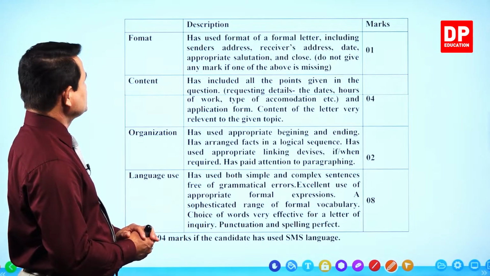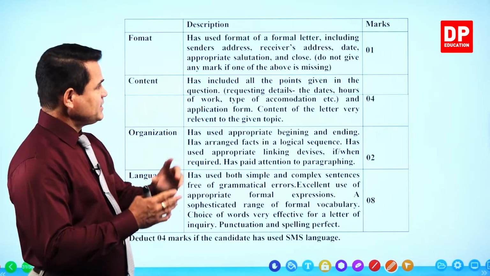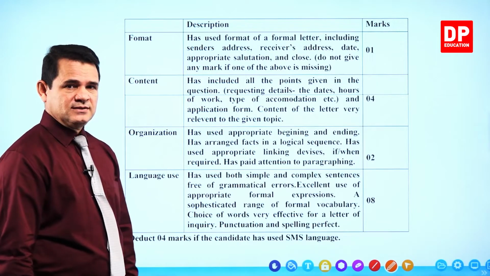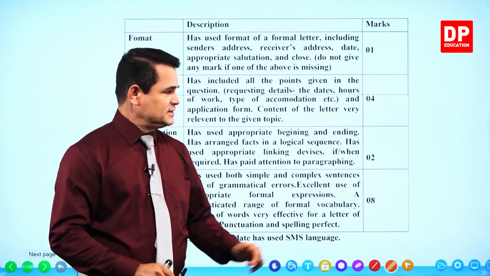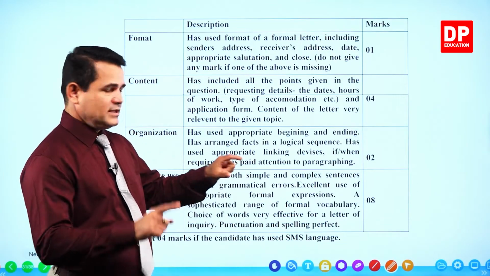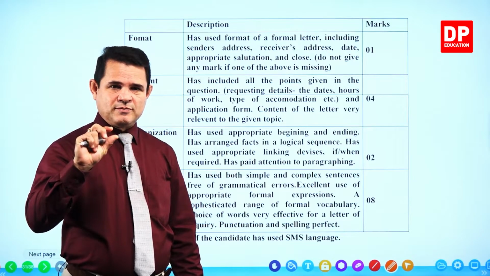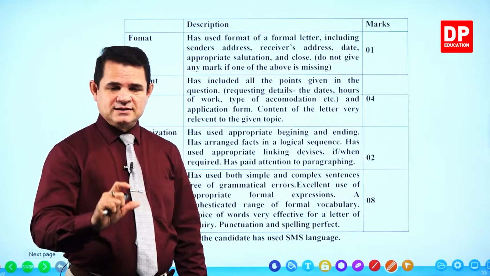Description here and marks. For format, this is a formal letter. Formal letter එකට අපිට ලකුණු ලැබෙනවා එකක් මෙන්න මෙහෙම. Has used format of a formal letter. Formal letter එක ආකෘතිය ඒ විදිහට පාවිච්චි කරනවා. I'll discuss it in detail again. There should be sender's address, receiver's address, topic, the salutation, the body of the letter and ending.